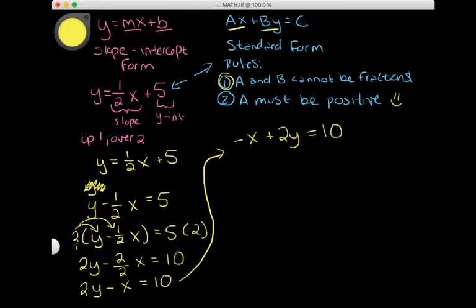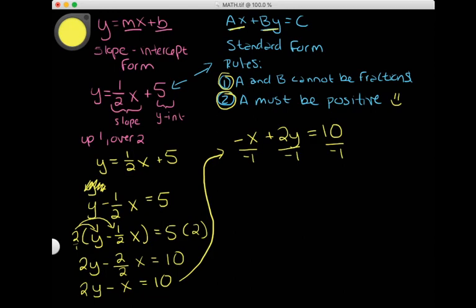Now, here's the other problem. Look at my rules again. The second rule says a must be positive. Is this positive? No, this is a negative x. So that a term is a negative 1. How do I get rid of that negative 1? I need to make the a positive. Remember, this negative here is like negative 1 times x. That's multiplication, and the opposite operation of multiplication is division. So in order to get rid of that negative, I need to divide everything by negative 1. And remember, whatever I do to one side of an equation, I have to do to the other.